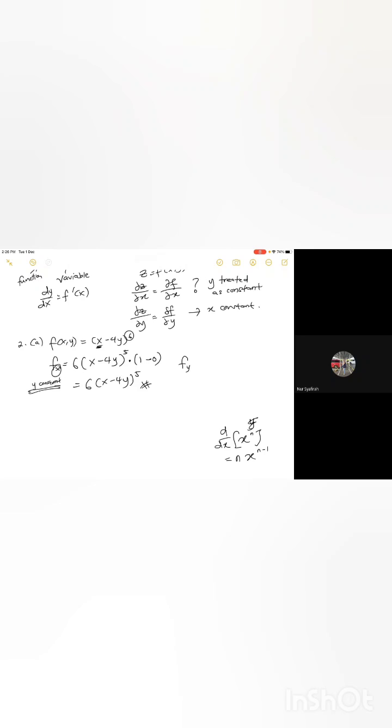Okay, the same for fy. Now differentiate the power first, 6 (x minus 4y) to the power of 5. Multiply, differentiate the bracket with respect to y. So the x will be 0, the 4y will be negative 4. So you actually can multiply this 6 and negative 4. It will become negative 24 (x minus 4y) to the power of 5. Okay, that's your answer.